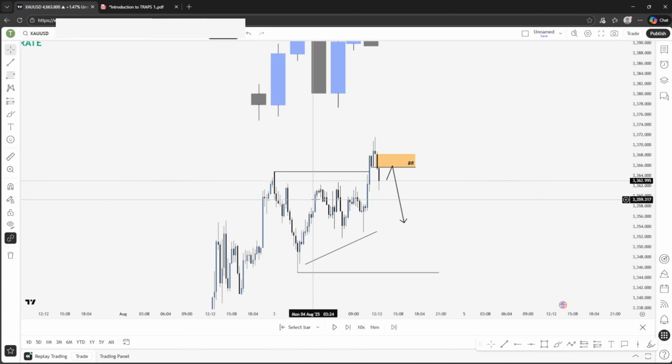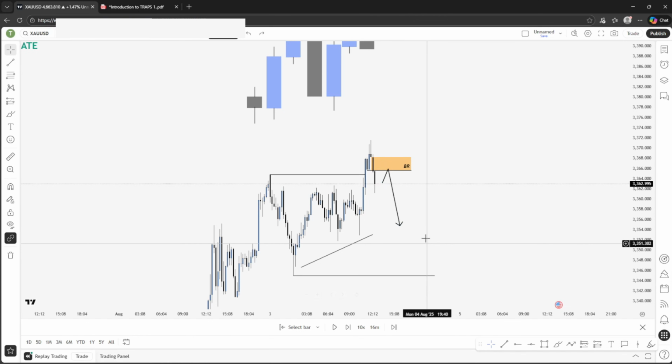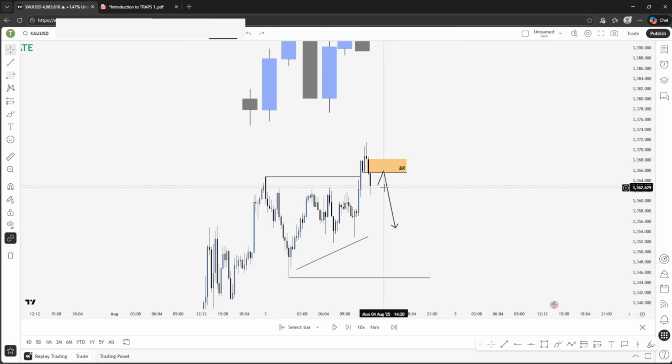But by the way, this was from August. I actually took buys instead of sells at this level. Everything was sent to Discord, and let me break down why I took buys and not sells.